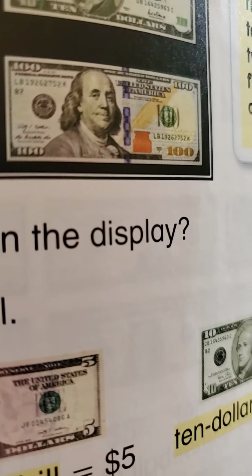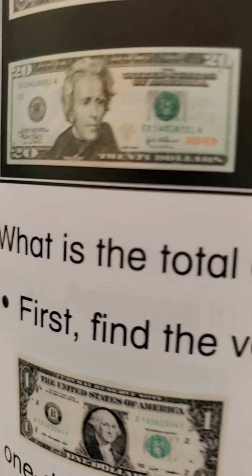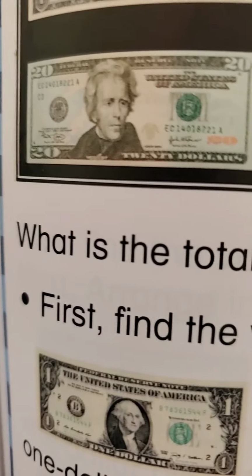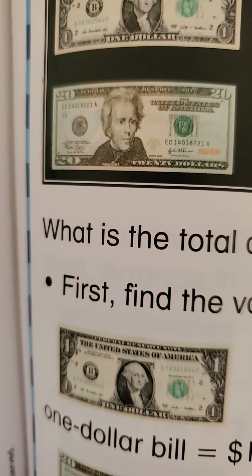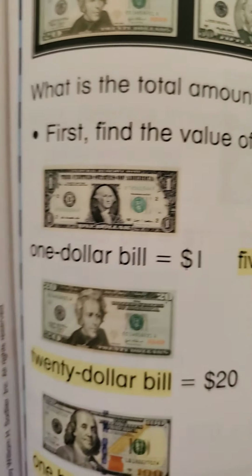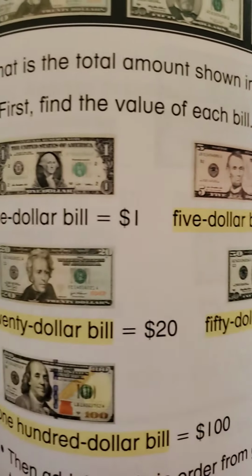So basically, you have to learn that if you have a big number like 100, smaller bills could be equal to that. For example, 5 $20 bills equals one $100 bill. All right, because if you add 20 plus 20 plus 20 plus 20 plus 20, you're going to equal 100, right? So anyway, first, what is the total amount shown in the display?